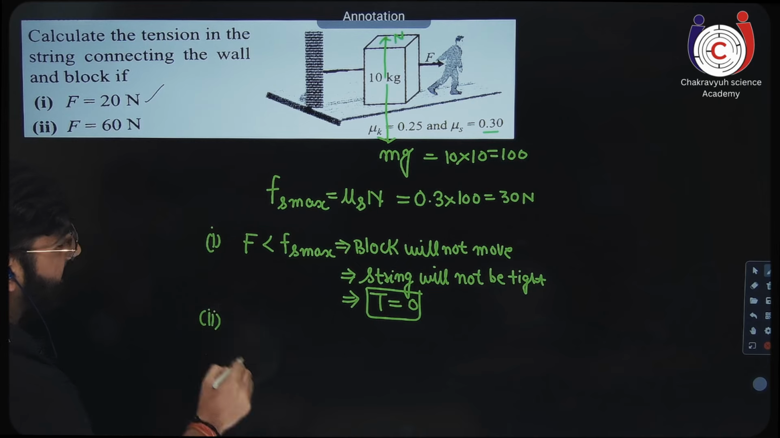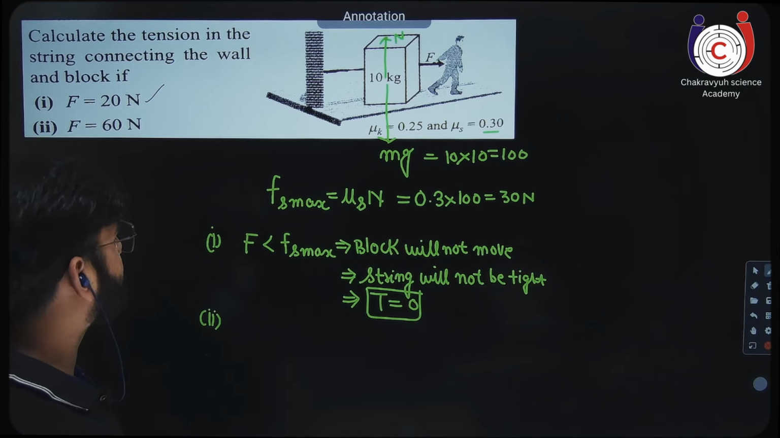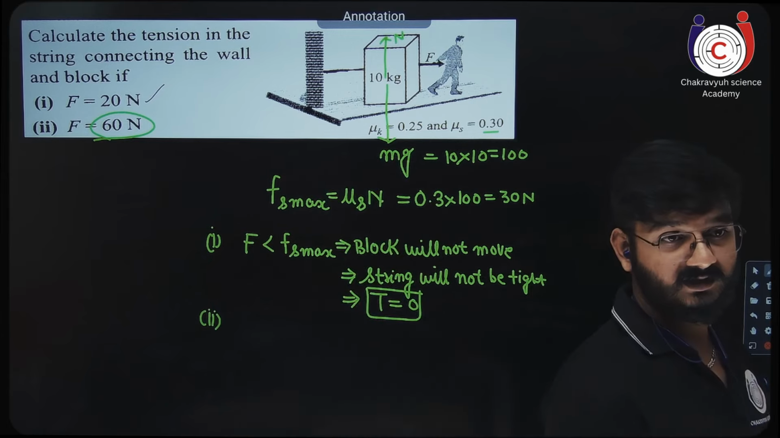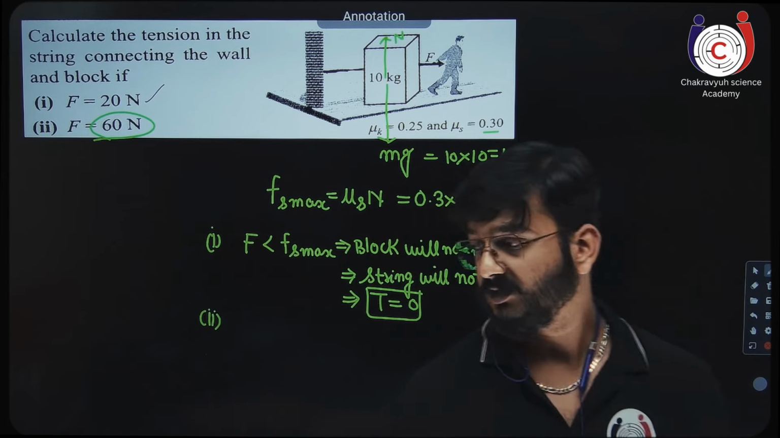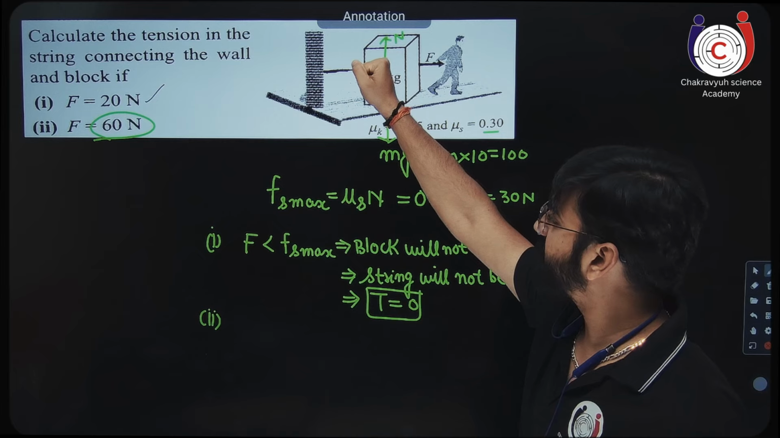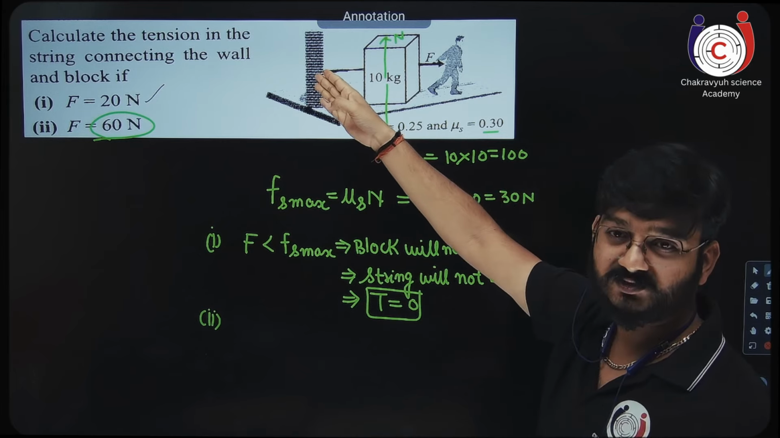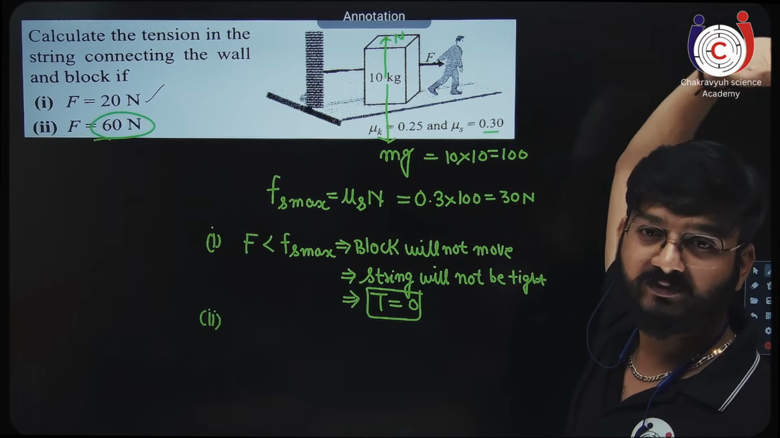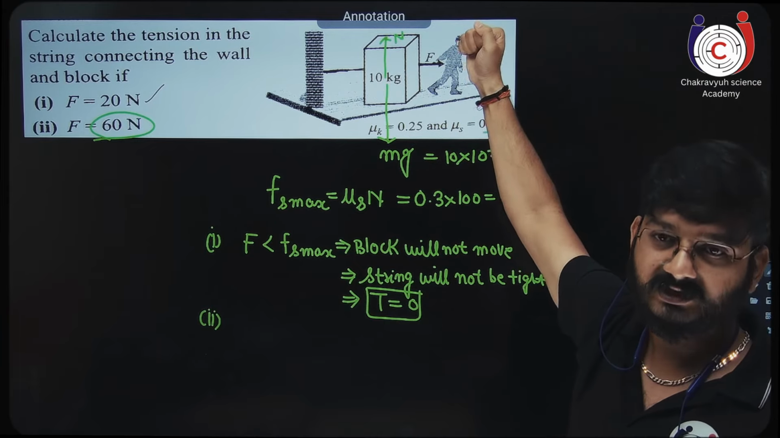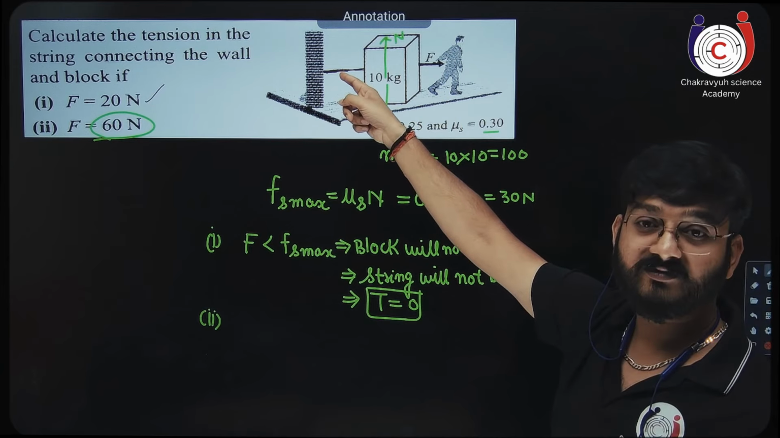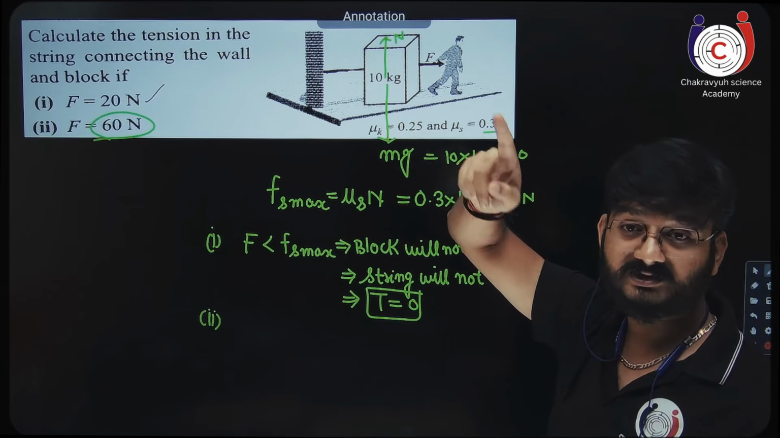Second part. How much force are you applying in the second part? 60. Is it greater than Fs max? Yes. Will the object move? Yes. So the moment the object moves by 1 centimeter or 1 millimeter also, I know that you will say, sir, it is connected to the string. It will not literally start moving. It will just get stretched, right? So it will get stretched by suppose 1 millimeter. So what will happen to the string? The string will be very tight. Will there be tension? Yes.